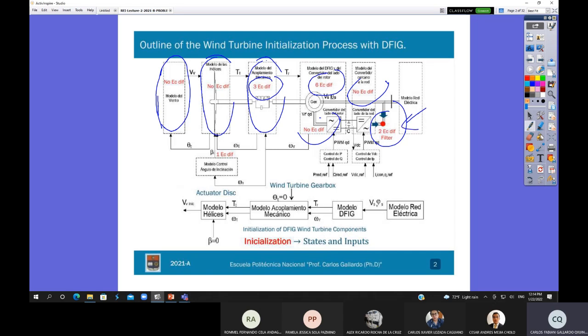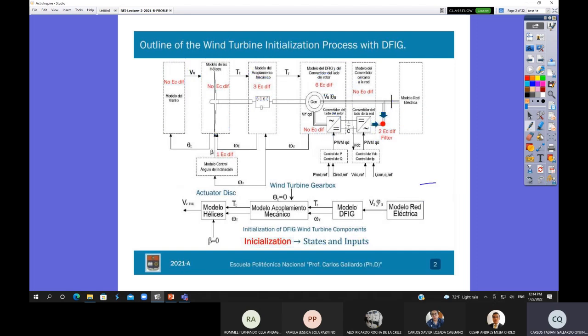Okay, so for this reason, because of the differential equations, I need to do the initialization. What is the reason I need to initialize the machine? Because I need to initialize the states and the inputs. Okay, for the initialization process, the derivatives, for instance, the derivative of the speed, are equal to 0. It means I am analyzing the steady state condition. Okay, in spite of the fact that I have a dynamical model, if the derivatives are equal to 0 it means it is steady state analysis.